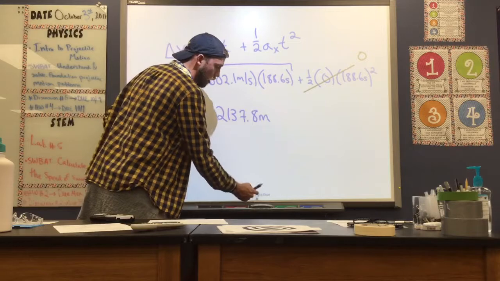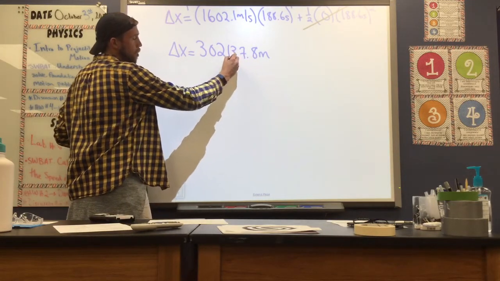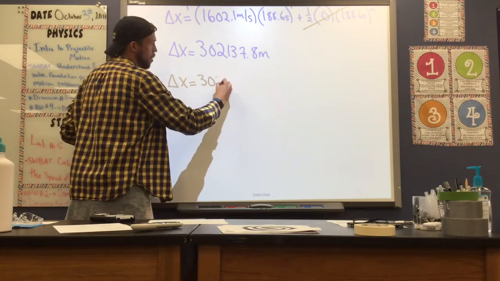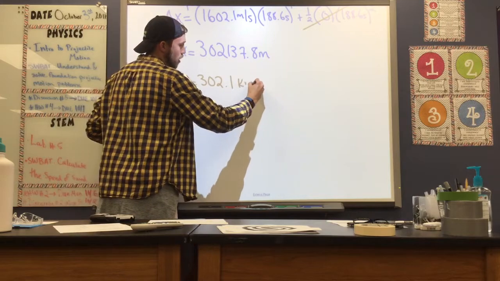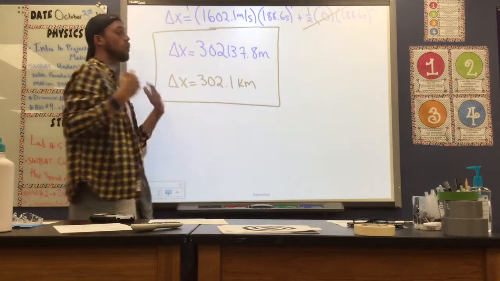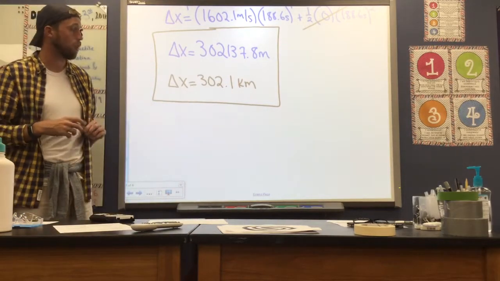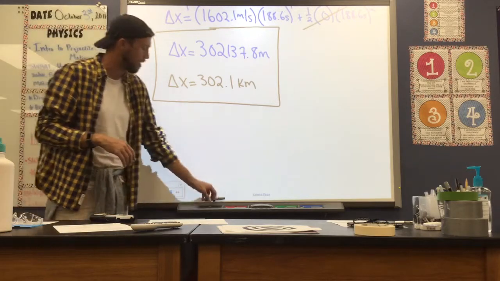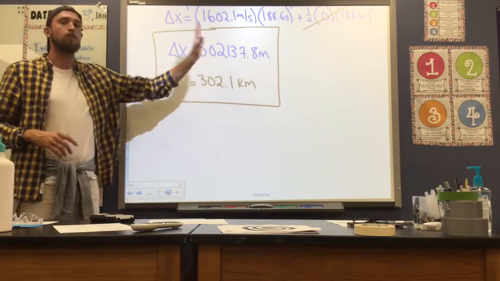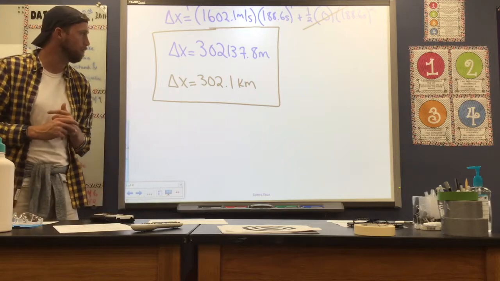If you want to convert this to kilometers, you can divide that by 1,000 or move our decimal 1, 2, 3 places left, and our delta x would be 302.1 kilometers. Either of those would be appropriate units to present. Okay? If we're not told a certain unit, we can plug in either one as long as we put that unit into our answer box on Quest. Okay? So hopefully this gives us a little bit more direction. Remember, don't try and solve part 2 unless you've solved part 1, because we're going to need that time value. Okay? Good luck.